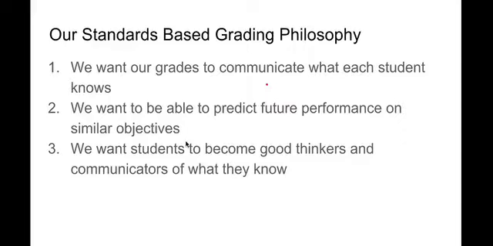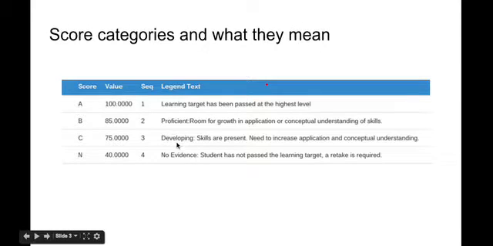We want to be able to use that to predict how they'll do on future tests and in their future classes as well. And more than anything else, we want our students to become good thinkers and also communicators of what they already know. You're going to be seeing in our grade book these score values, A, B, C, and N. These percent scores are going to be connected with each of those, and what each of those mean.